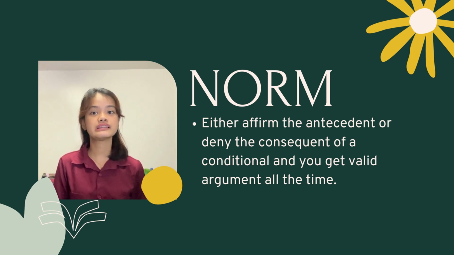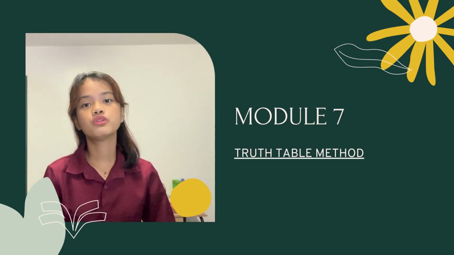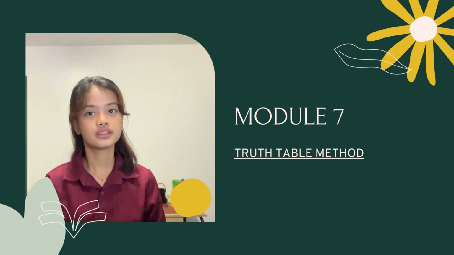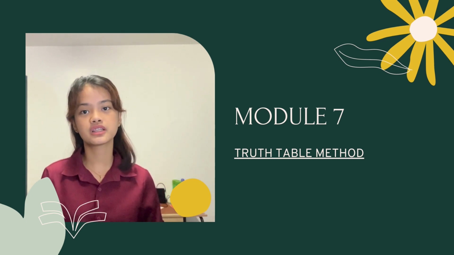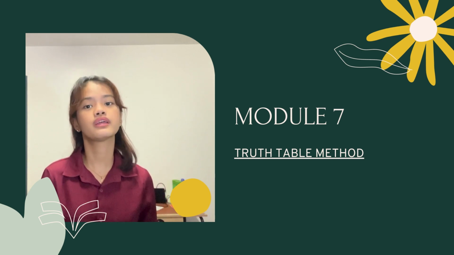Either affirm the antecedent or deny the consequent of a conditional and you get a valid argument all the time. We will now move on to the last module, Module 7, or the truth table method. In order to conclusively demonstrate that the argument form is valid, one method that can be used is the truth table method.